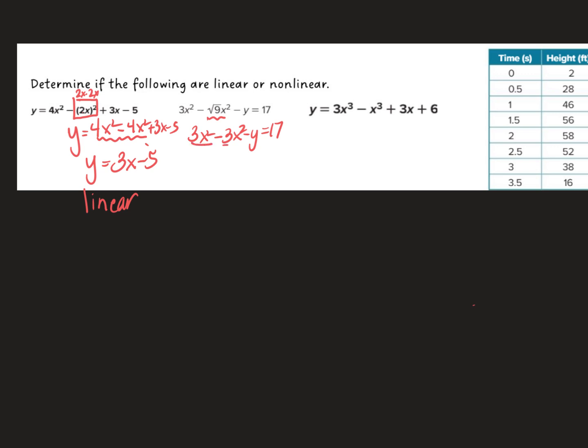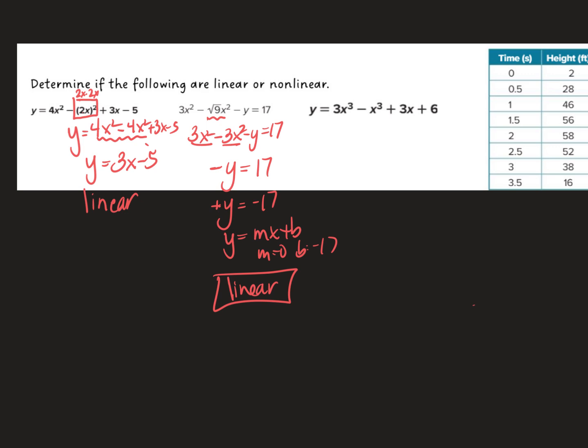And then these two will combine to make 0. So negative y equals 17. Negative y would equal negative 17. Oops, positive y would equal negative 17. So that is in the form y equals mx plus b. The slope is 0. The y-intercept is negative 17. So that means this one is linear.